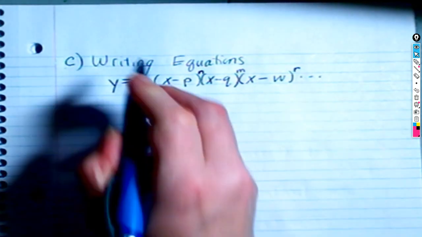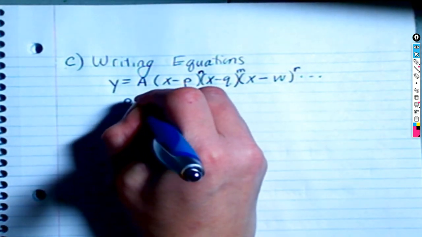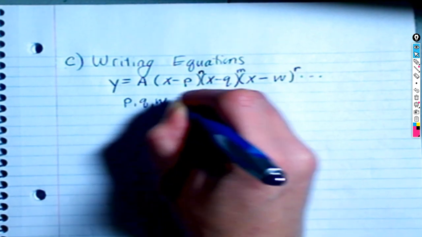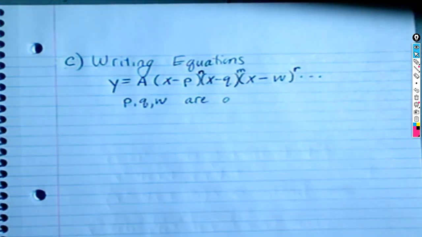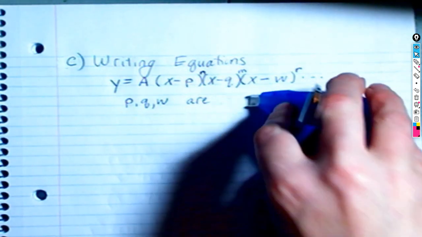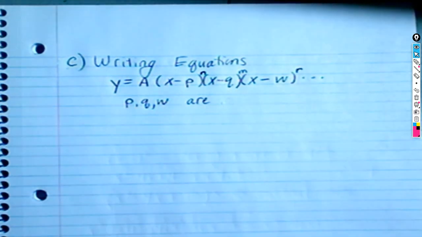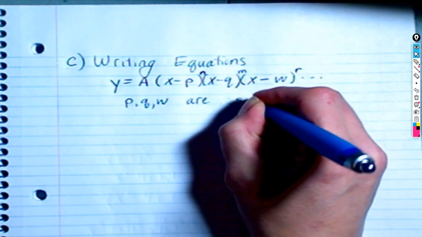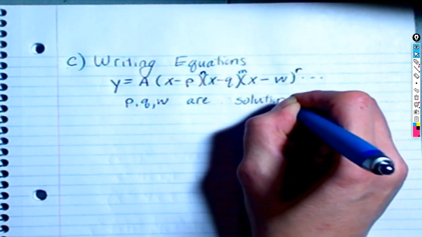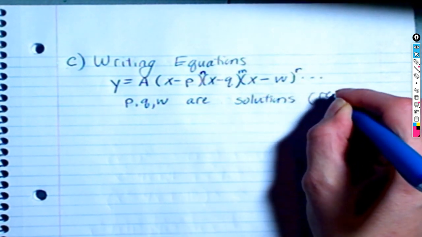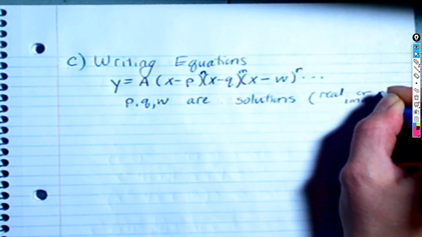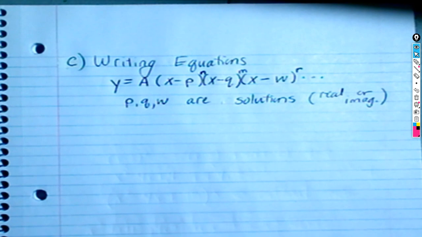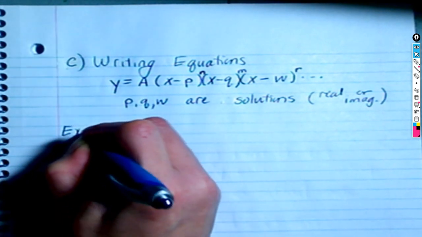Okay, this is where P, Q, or W are solutions. Now those could be any solutions. They don't have to be real. So they could be real or imaginary. All right, let's do some examples.